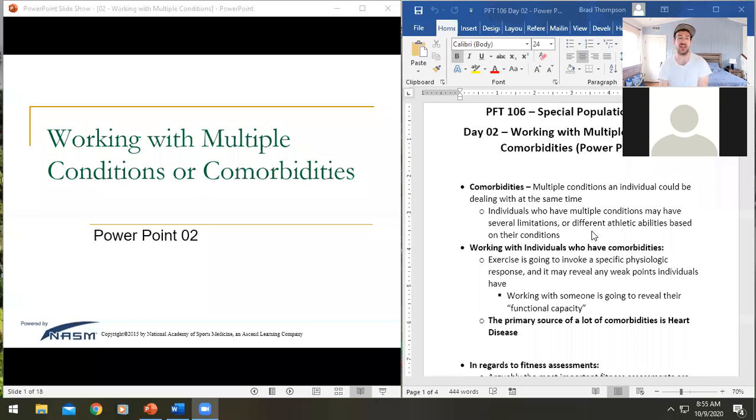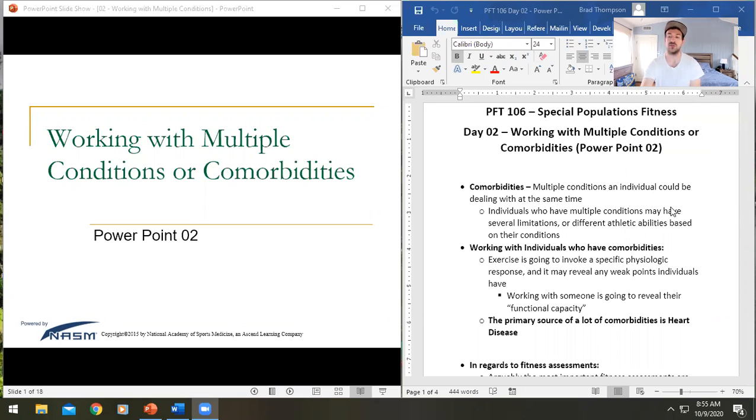Okay, so we are looking at PowerPoint 2 today in our PFT 106 class. This is going to be how to work with multiple conditions or comorbidities. That's sort of what this topic is on. Basically, you can think of this as a general principles or general guidelines thing for the rest of this course, right?